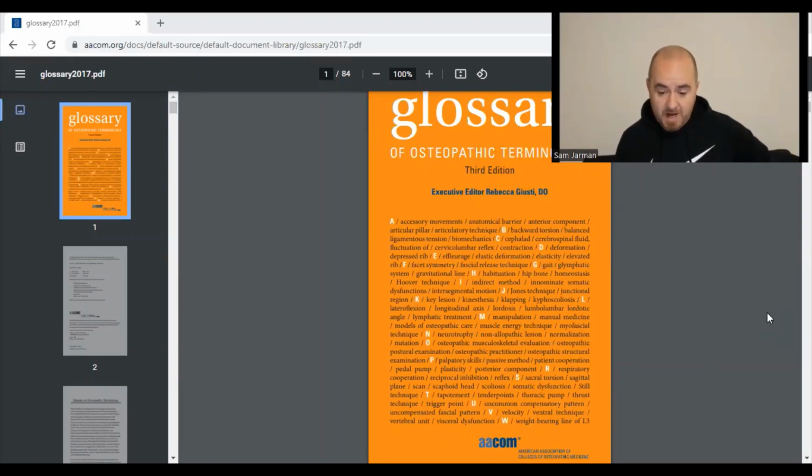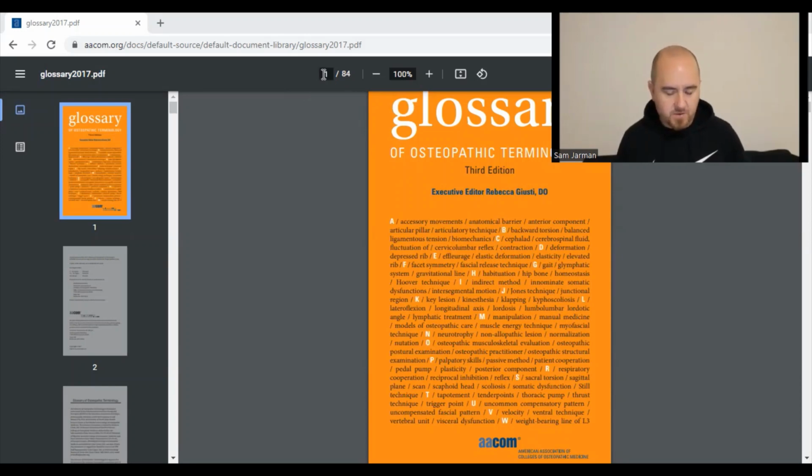Okay, so we have the Glossary of Osteopathic Terminology, third edition. The executive editor apparently is Rebecca. I'm pretty sure I'm going to say this last name incorrectly. It's Giusti, so it could be Giusti or Giusti. I don't know. Anyways, just want you to be able to see and be aware that we're working from that 2017 Glossary of Osteopathic Terminology, which is the third edition.